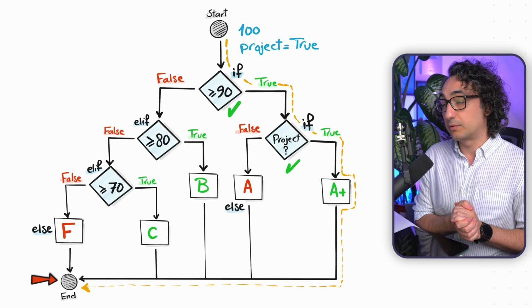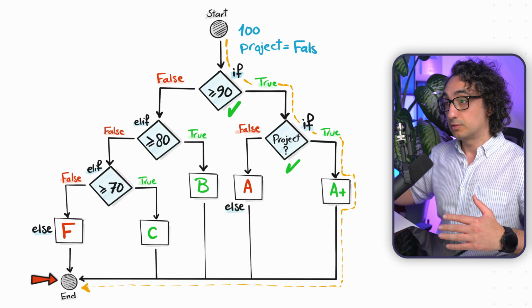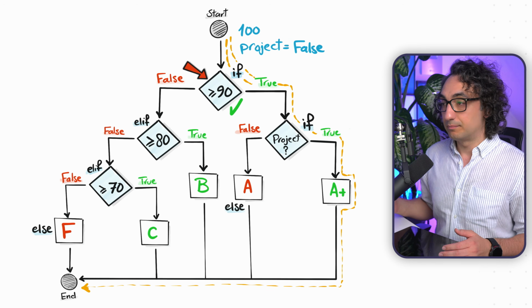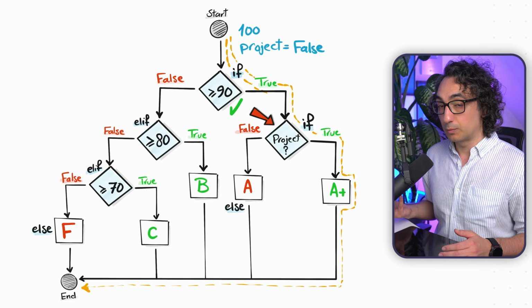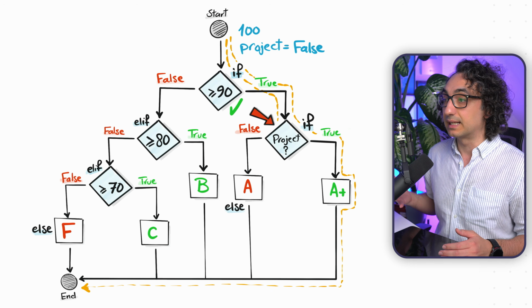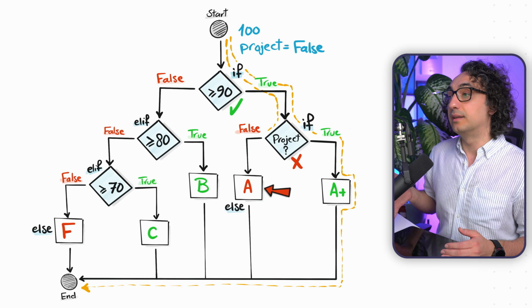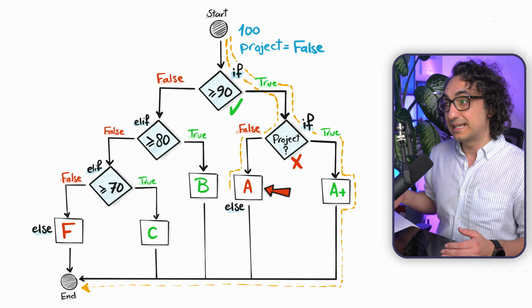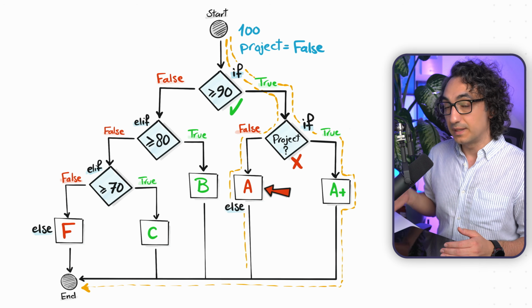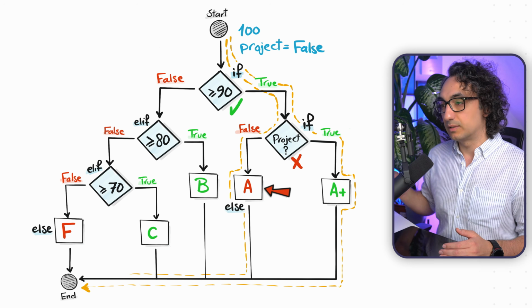But now let's say that our student didn't submit any projects. So for the first question, we have true. But as Python is gonna ask the follow-up question about the project, this time we get false. And Python has to execute the else of the second if statement. So this student is gonna get an A and as well jump to the end.